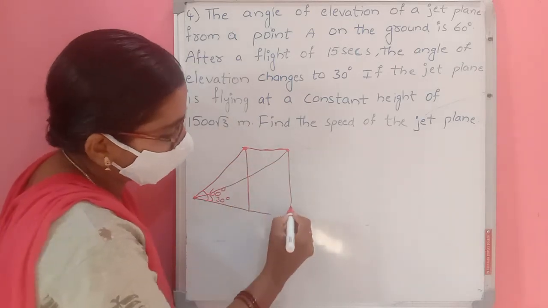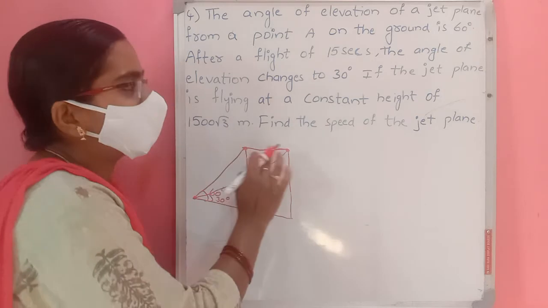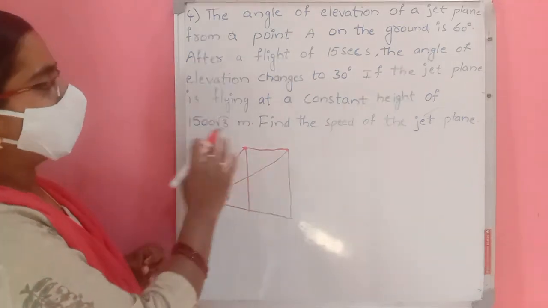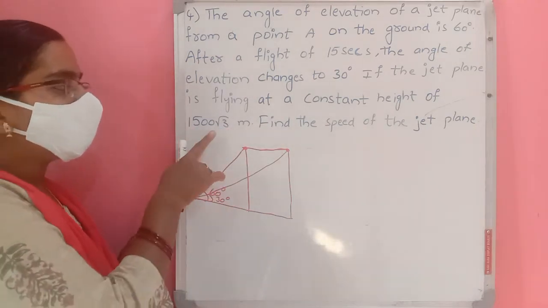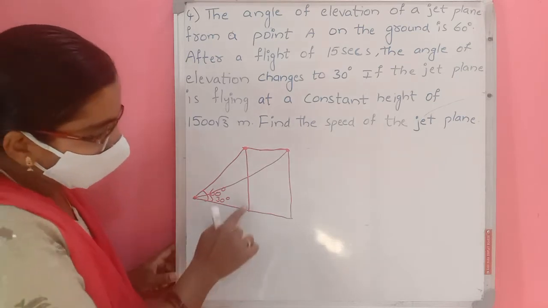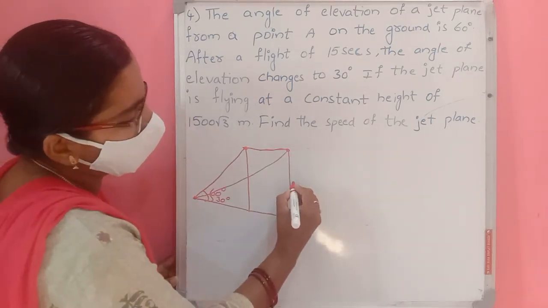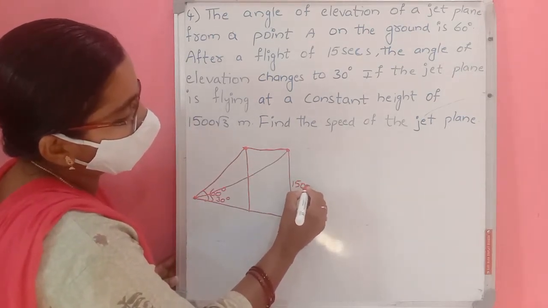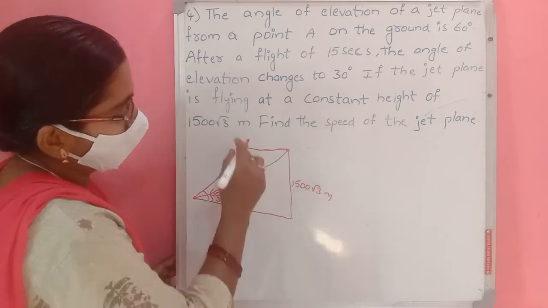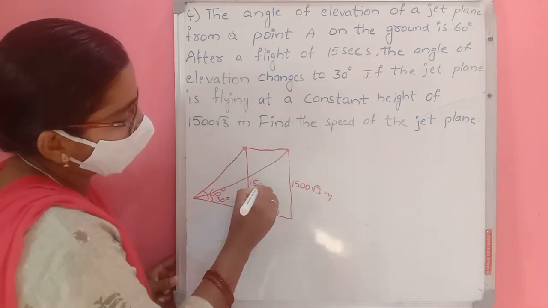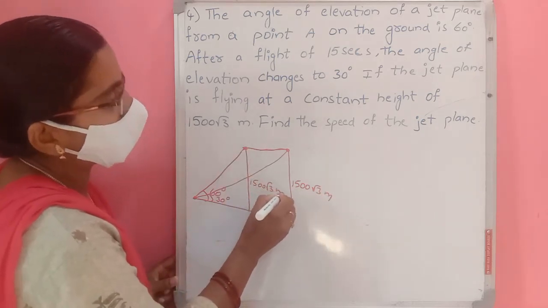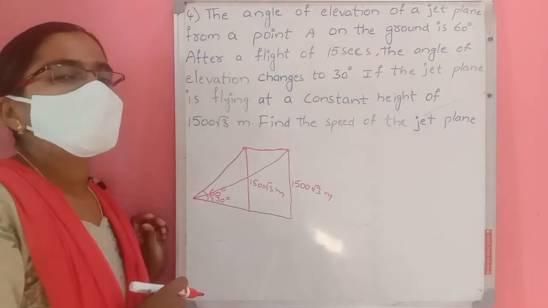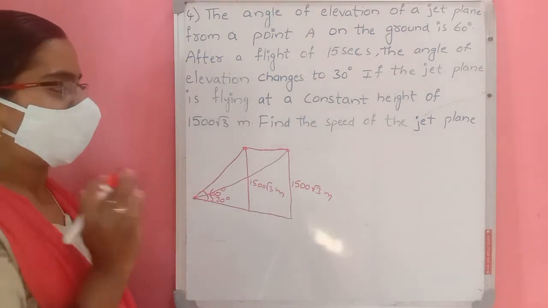So the height is the same, a constant height of 1500 root 3 meter. So this height and this height both are the same, right? Same height, 1500 root 3 meter. So this height is also 1500 root 3 meter. Find the speed of the jet plane. Speed we have to find out.